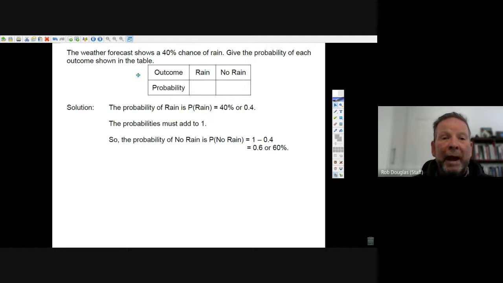So either it rains or it doesn't rain. So if there's a 40% chance of rain, what's the chance of no rain? Well, it's got to make up 100%. So what you do is you go 1 minus 0.4, you get 0.6 or 60%. That's really important. Sometimes in a lot of problems or in even a situation, the complement is the thing that helps you solve the problem. And so if the probability of rain's 40%, the probability of it not raining is 60%.